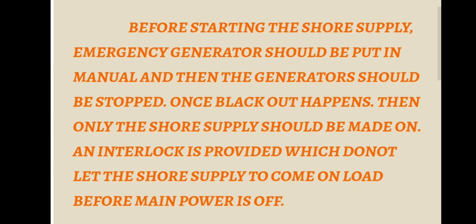Before starting the shore supply, we have to ensure that our emergency generator is put in manual, and once the main generator is stopped, because the emergency generator should not be automatic, and once the blackout happens, then the shore supply will be made on. So instead of the emergency generator, here the shore supply will be giving power to the ship when we are in this blackout condition. We are doing this in port for overhauling purposes or major repairs of the auxiliaries that we are doing from the port.